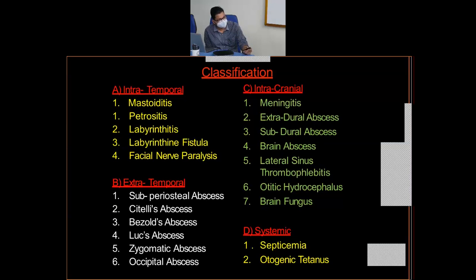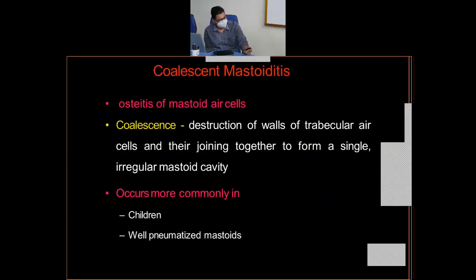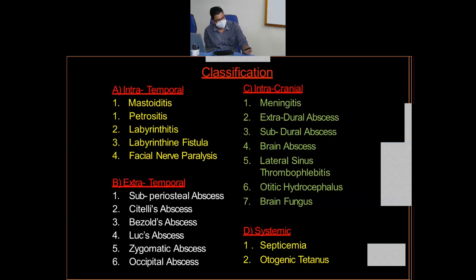Among these, if they ask in the entrance exam, which is the most common intratemporal or intracranial complication, these are two different questions. If they ask intracranial, it's meningitis. Meningitis is the most common complication. And if they ask intratemporal or extracranial, then it will be labyrinthitis, because the labyrinth is the inner ear, which has a close association with the middle ear. So its infection is the most common.